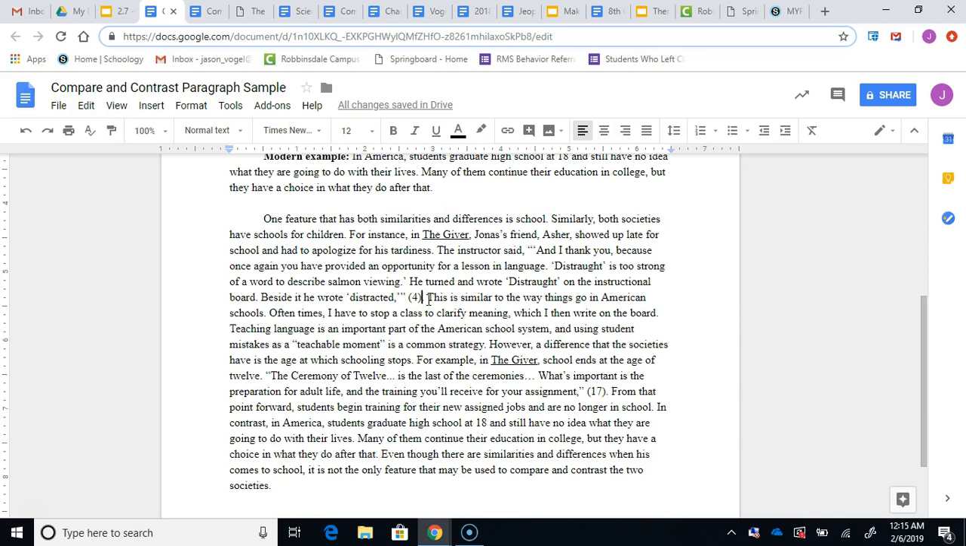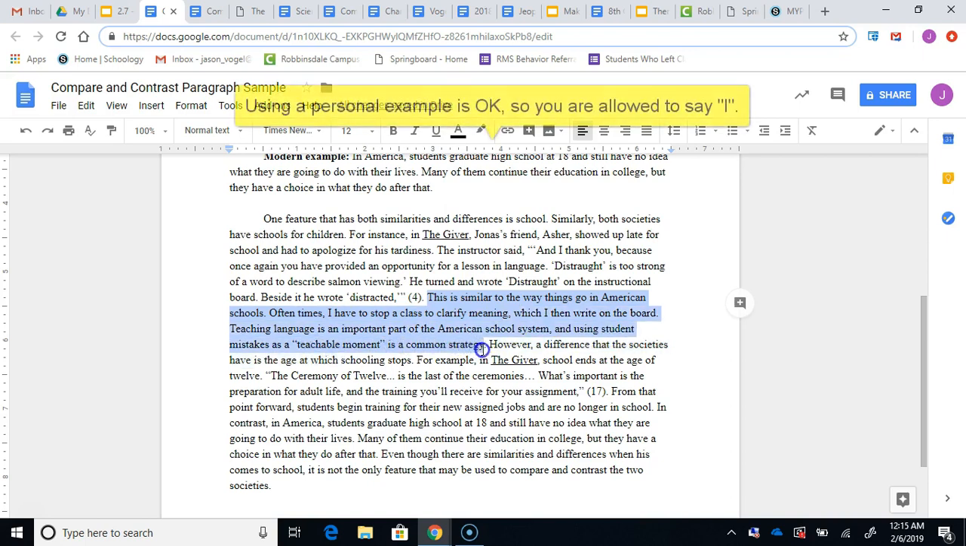After giving the quote and using TLQC, I need to explain how that is similar to the way things are in our society. So I said, this is similar to the way things go in American schools. Oftentimes, I have to stop a class to clarify meaning, which I then write on the board. Teaching language is an important part of the American school system, and using student mistakes as a teachable moment is a common strategy. So now I've explained what that looks like in our society in a similar way.